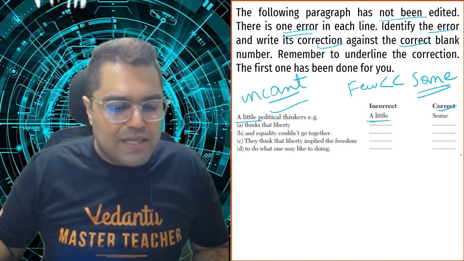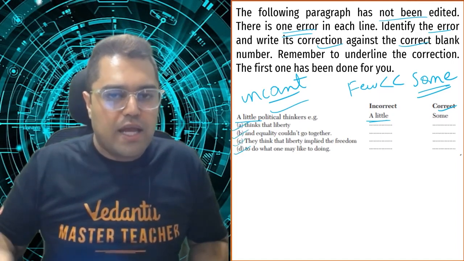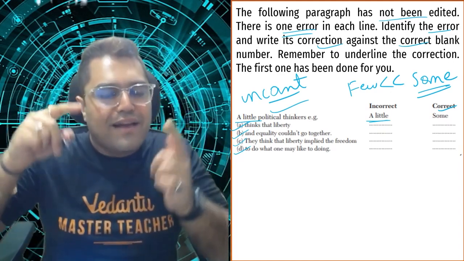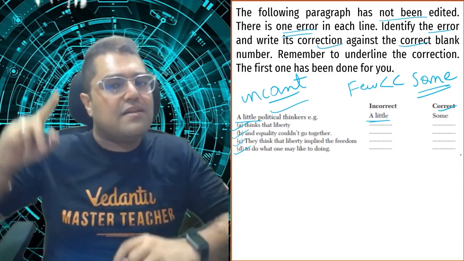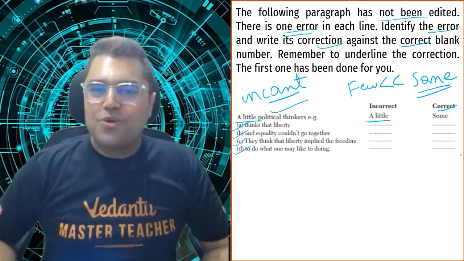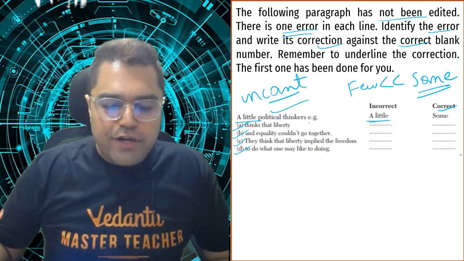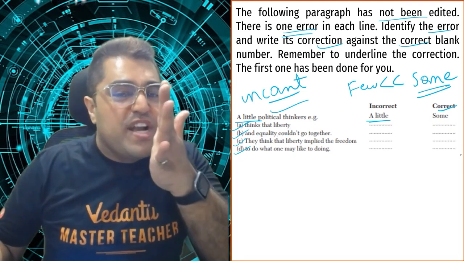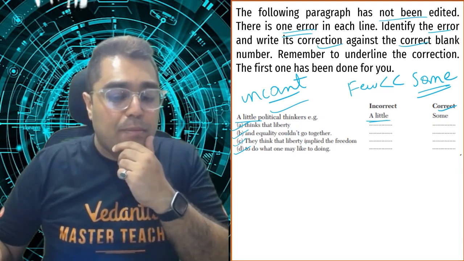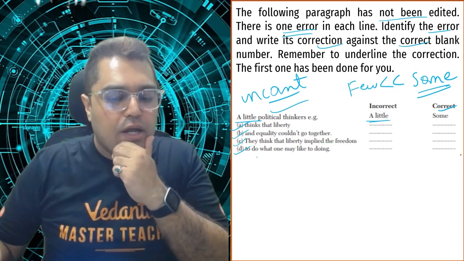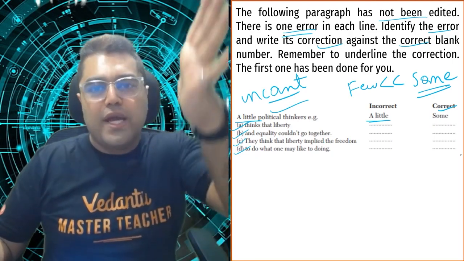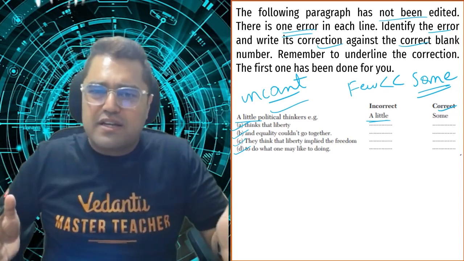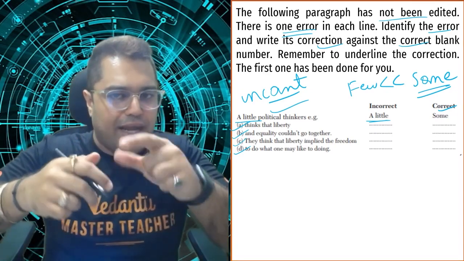Now I want you to give me the answer for A, for B, for C, for D. Everybody, this is a premiere video. You can pause the video, think of the answer, write it in the live chat, spam it in the comment section, write it in your notebook, but compare it once I show you the answers. A little political thinkers thinks that liberty and equality couldn't go together. They think that liberty implied the freedom to do what one may like to doing. Super easy. Super simple, right? Chalo. So I cannot give you a lot of thinking time because I have to proceed, but you may pause, you may think, and then I'm showing the answer.